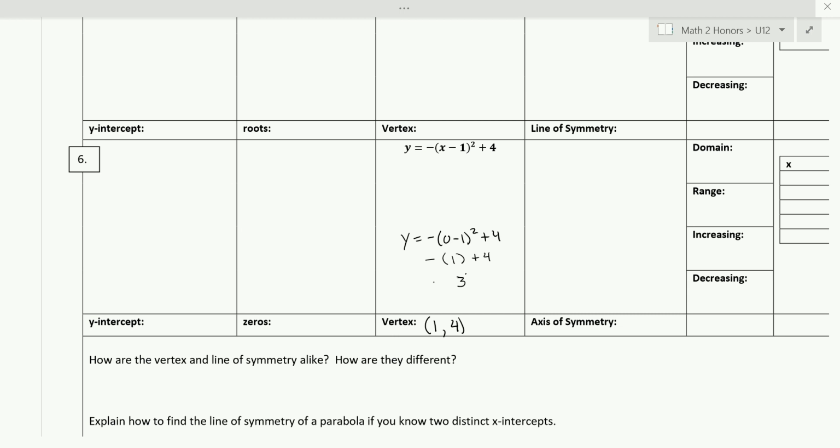Okay. Did you get +3? Oh, okay. Still working on it. It's a little complicated getting into standard form because of that negative. I'll work through that with you. So you get y is negative (x minus 1) squared plus 4.